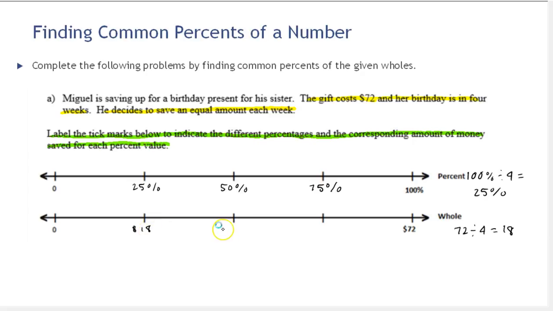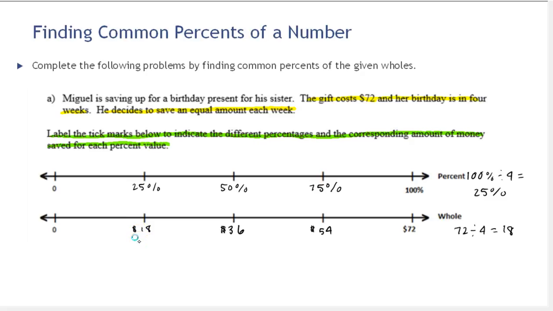Then the next one will be another 18, so 18 and 18 is 36. Then we have another 18, which is $54. And then we'll just check if we add another 18, that would give us $72. So we see that each week he's going to save $18.